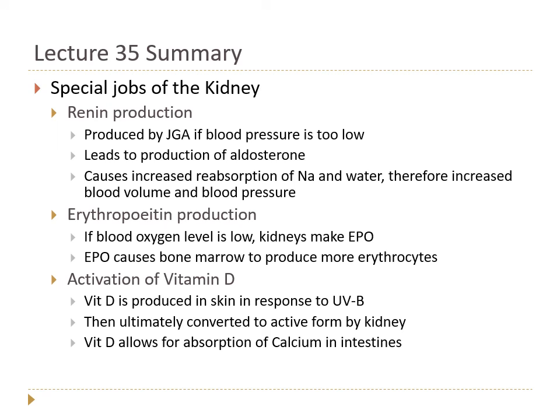The second special job was the production of EPO, or erythropoietin, in the context of low blood oxygen levels, that will cause the bone marrow to produce more erythrocytes. And then finally, the kidneys will activate vitamin D, which was produced originally in the skin in response to UVB radiation, ultimately converted first in the liver and then by the kidney to its active form to allow for absorption of calcium from food in the intestines.